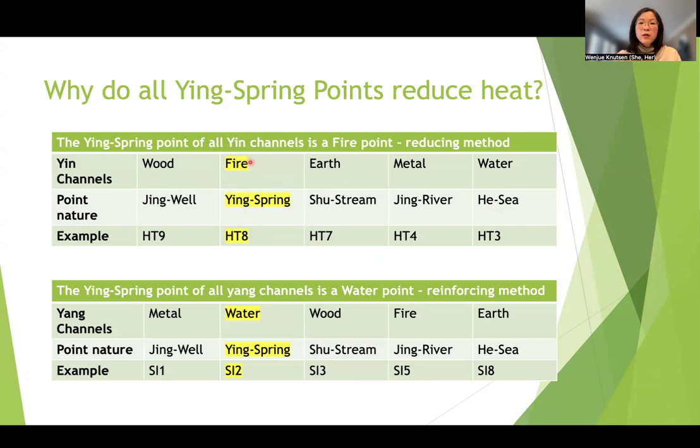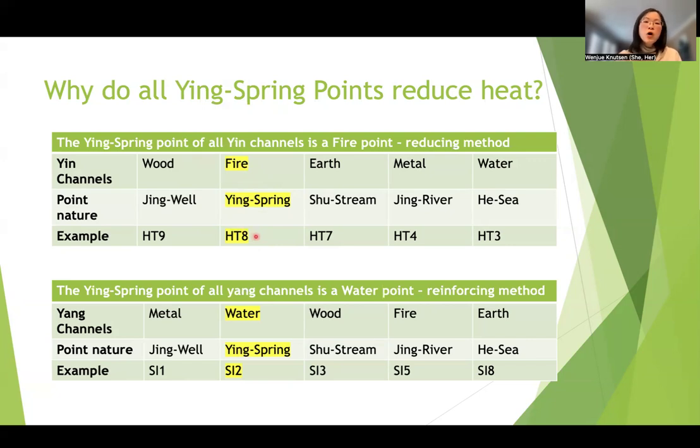So then the logic goes actually quite simply. Because heart 8 is a fire point on a fire channel, in order to reduce heat, we should reduce heart 8, right? Which is the Ying Spring point. So in comparison to all the other points, heart 8 is likely to have the biggest effect to reduce heat. So this is why for the heart channel, heart 8, the Ying Spring point, can reduce heat.